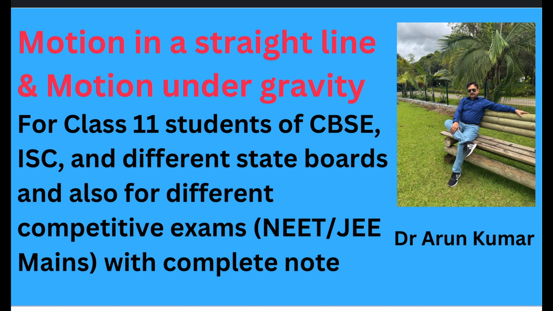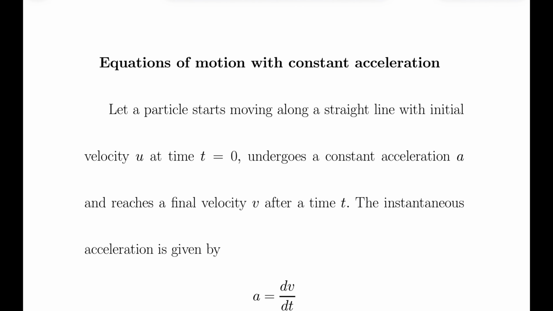Now let us come to the topic. In this lecture, we are dealing with the motion of objects having constant acceleration. Let a particle start moving along a straight line with initial velocity u at time t equal to 0. It has a constant acceleration a and it has a final velocity v after a time t.